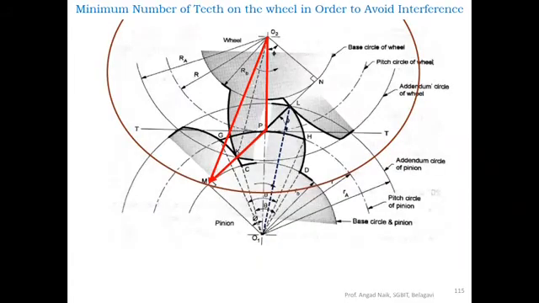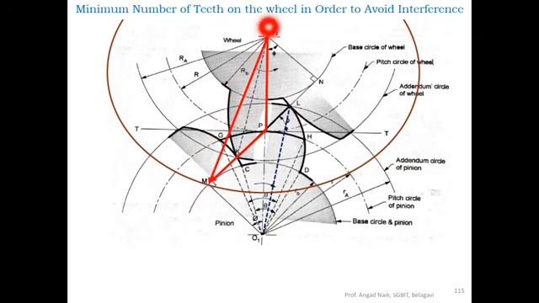Now let's move on to minimum number of teeth on wheel in order to avoid interference. The figure is almost the same. The triangle that we now consider is for the wheel. Now that is marked in red color. So it is O2PM, this triangle we are going to consider.